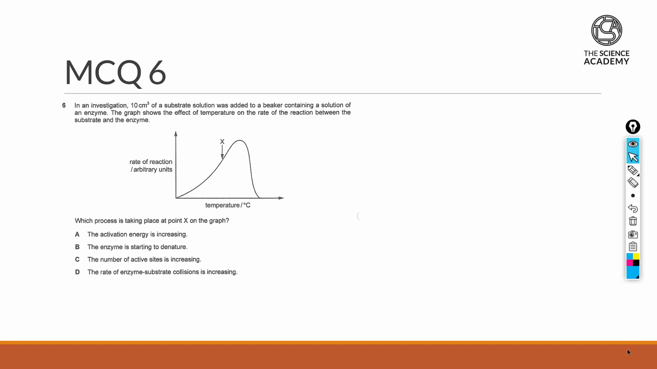Continuing on enzyme in MCQ 6, this is a classic graph which actually shows the rate of enzymatic reaction with respect to increasing temperature. Now I'm going to break this down into a few parts. The first part here will say that the enzyme is considered to be inactivated.